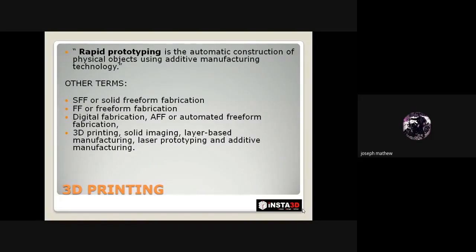Let's talk technically. 3D printing is basically known as rapid prototyping, and it is the automatic construction of physical objects using additive manufacturing technology. There are other terms related to rapid prototyping technology: solid freeform fabrication, digital fabrication, automated freeform fabrication, and many other names are available for 3D printing technology. Commonly, on the academic side it's called rapid prototyping, and in the commercial part it's called 3D printing.